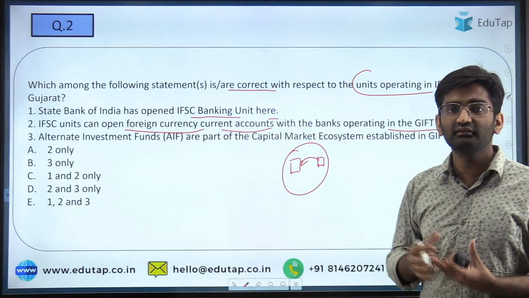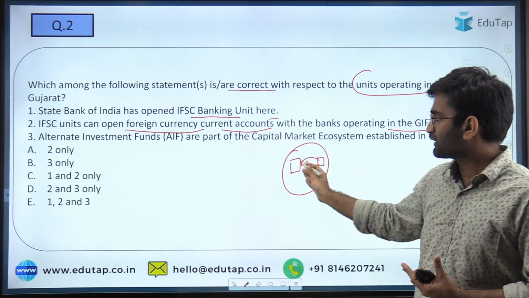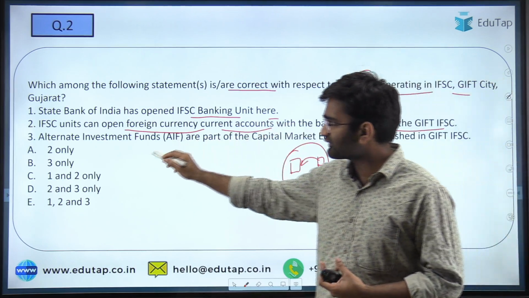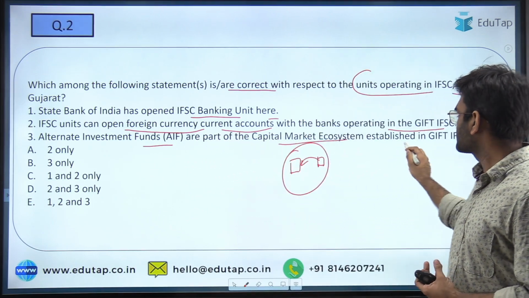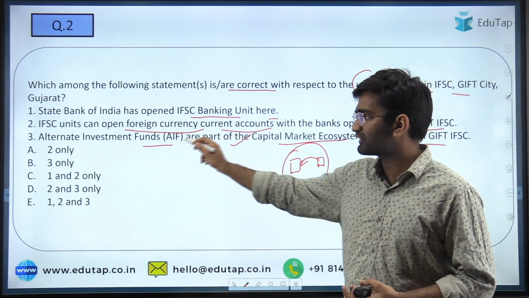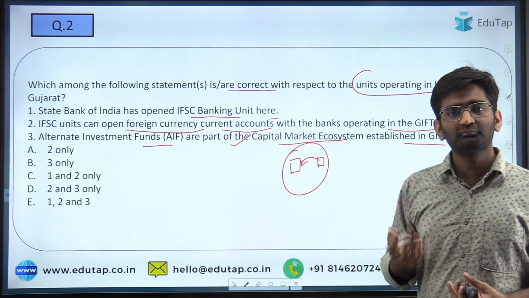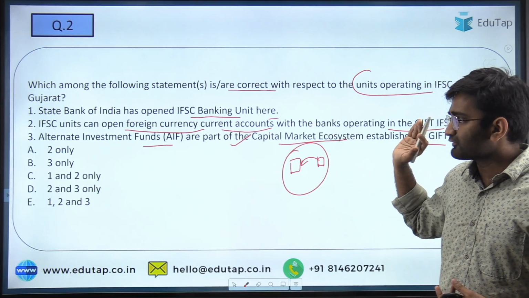So in general in India we may not be able to do that, but foreign currency current accounts can be opened here. Alternate investment funds are part of the capital market ecosystem established in Gift IFSC. Yes, that is also correct. This is one kind of fund that is available for money to be invested in this Gift IFSC, right?